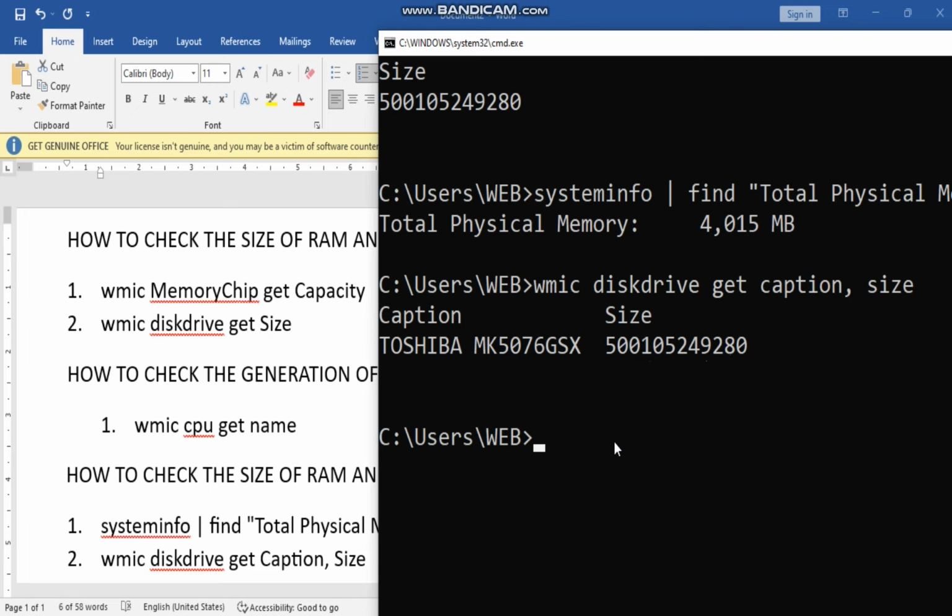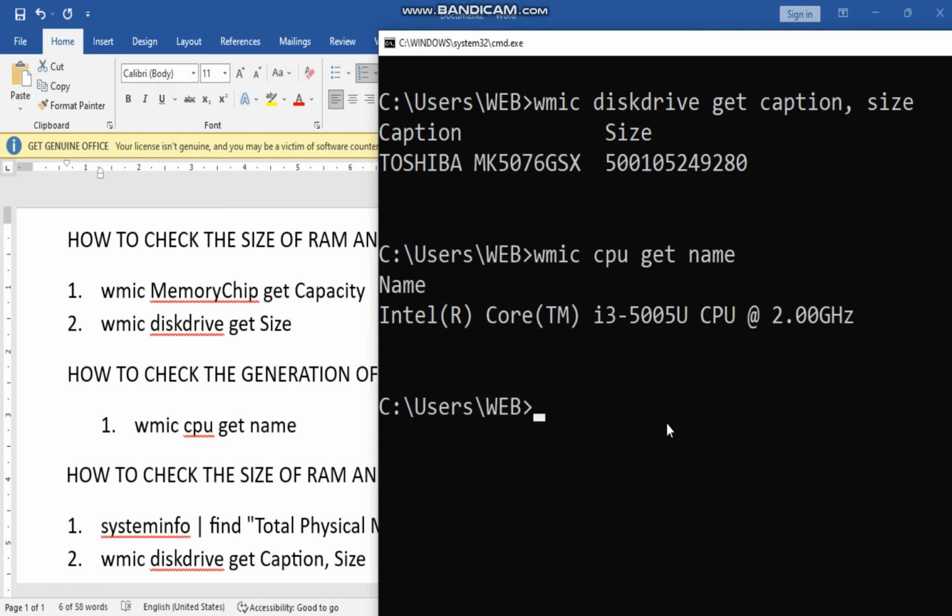Now, what if we want to know the generation of my computer? We write wmic cpu get name. This means that I am using an Intel Core i3 generation 5 with a CPU of 2 GHz.